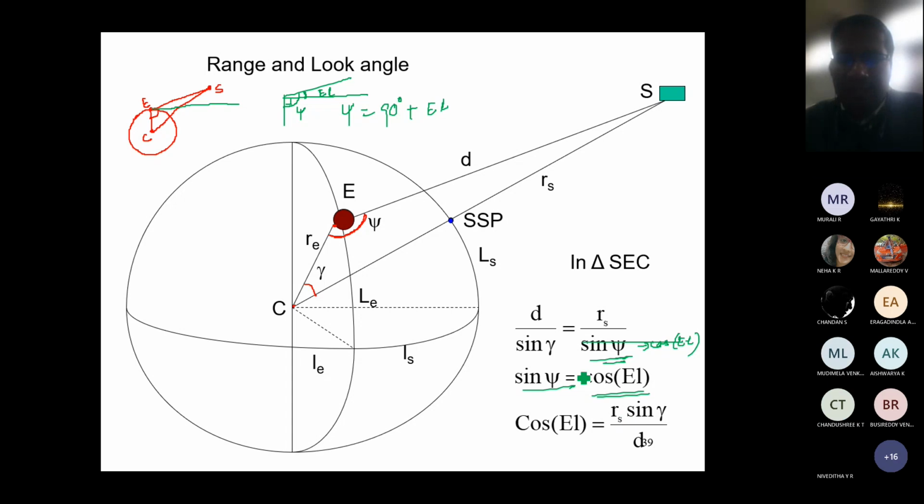That is what I have written. It's very simple. By cross multiplication, this denominator is now cos elevation. So d cos elevation is equal to rs into sine gamma, so cos elevation is equal to rs into sine gamma divided by d. So that is what I have written. Don't forget, look at this number, it's my page number. All right. So in this case, I got the cos elevation.